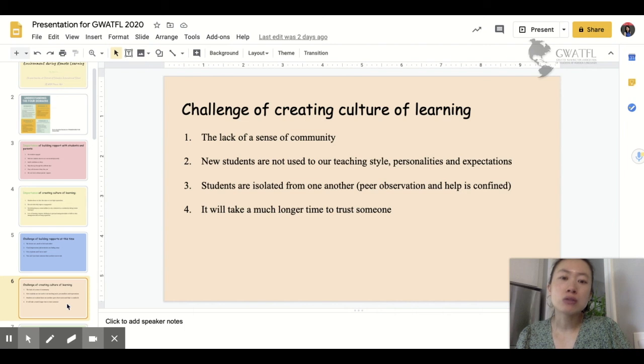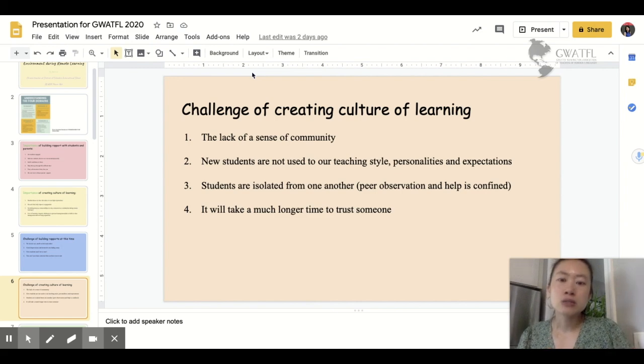Number 2, new students are not used to our teaching style, personalities, and expectations. Especially for kids coming to middle school, or middle school kids who come to high school, the school can be new to them. The teacher has a different personality and a teaching style that is totally different from their previous teachers. Without seeing the teacher, being checked in on by teachers, and showing the teacher your confused expression, how can we teachers know if the kids are confused about something or are not used to a teaching style? With Zoom or remote learning, the in-person communication about this aspect is not there. So how do we create a culture of learning when the in-person communication is not there?